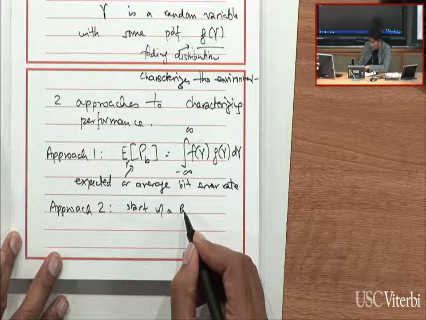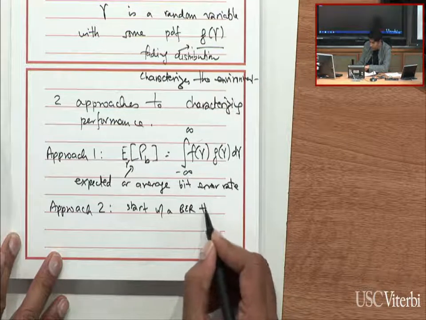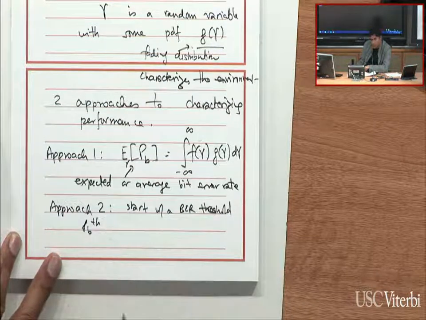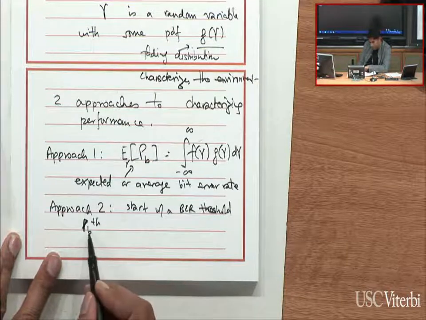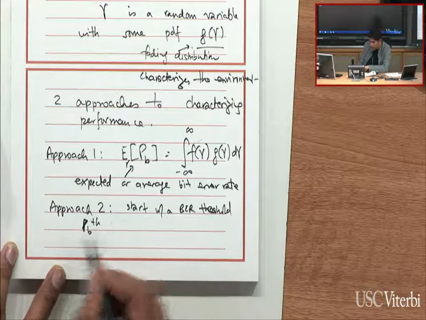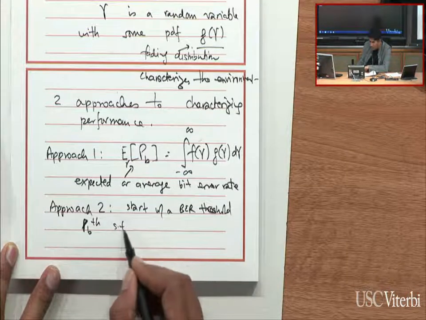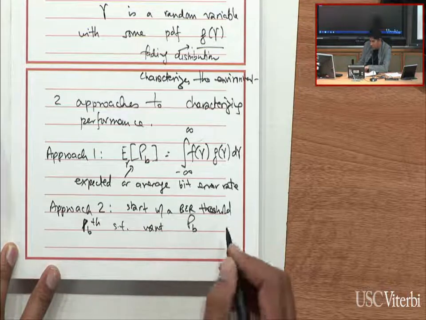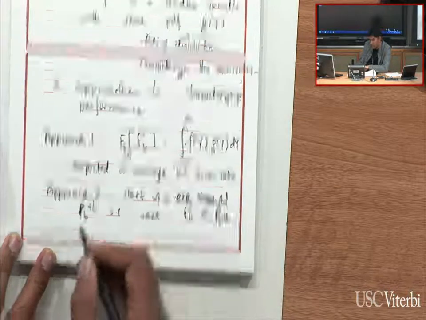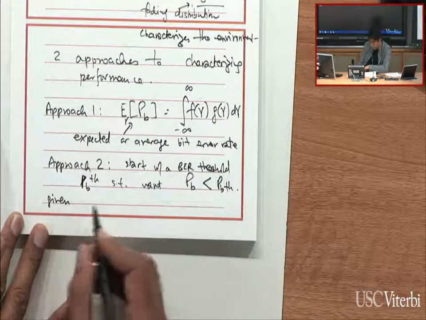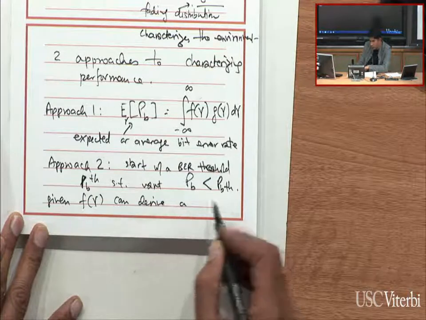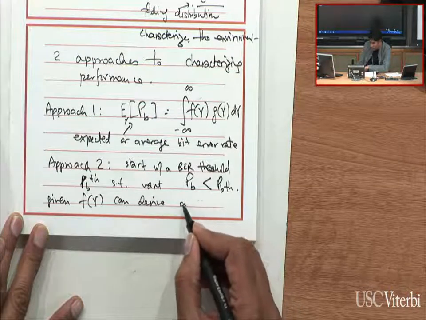So you're starting with a threshold. Start with a bit error rate threshold. Let's call that P_B threshold, right? And you want your bit error rate to be below this. So if you start with this threshold and you insist that the probability of bit error is always less than P_B threshold, then given this function f of gamma, you can derive an SNR threshold.